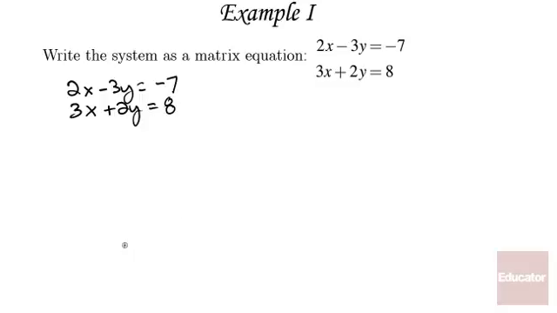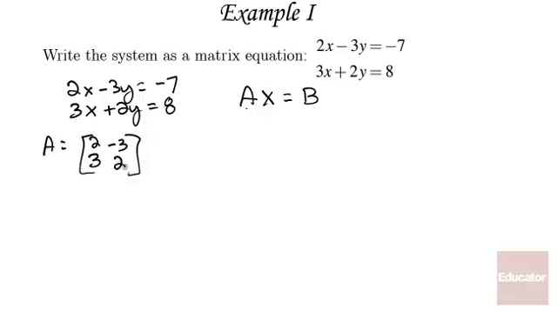This is 3x plus 2y equals 8. And we talked earlier about writing a matrix equation AX equals B. And that's going to consist of 3 matrices. The first matrix A is going to have, in the first column, the coefficients of x. In the second column, it's going to have the coefficients of y. Okay, then I'm going to write a second matrix B, which is going to have elements that consist of the constants, negative 7 and 8.